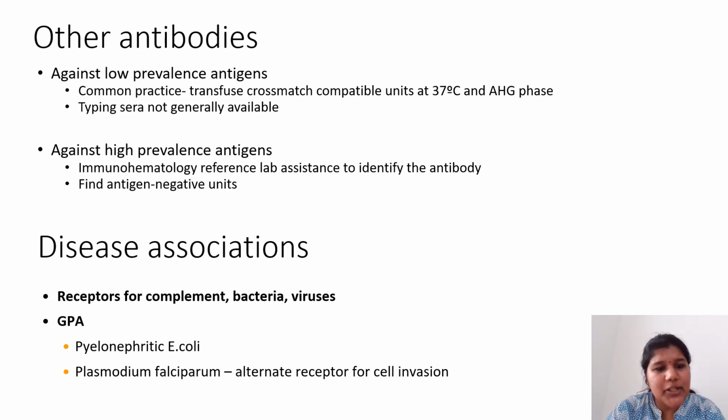Coming to disease association and other antibodies, there are other antibodies in the MNS system. If the antibody is against low prevalence antigens, what we do is we transfuse cross-match compatible units at 37° and AHG phase. If it is an antibody against high prevalence antigens, then we have to ask for an antigen negative unit at a reference lab.